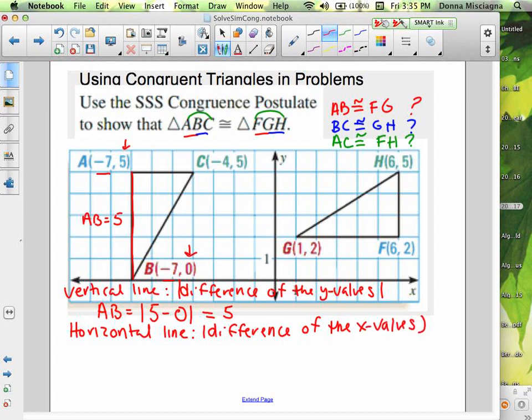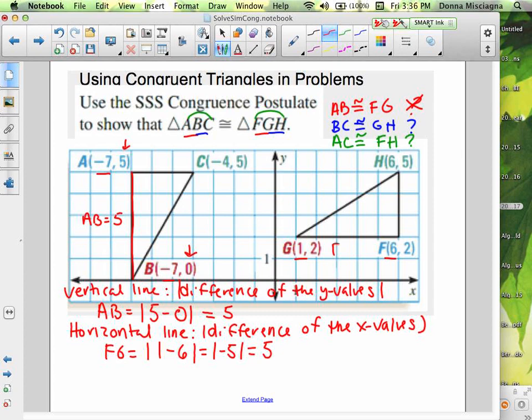All right, so we're just looking at x here, 1 and 6. So FG is going to be the absolute value. We put the absolute value in here because it doesn't matter which way I subtract. 1 minus 6, if I do that, I get negative 5, but the absolute value of negative 5 is just 5. So my length there is 5 as well. So now we can get rid of the question mark there, because it's no question. AB is definitely congruent to FG.